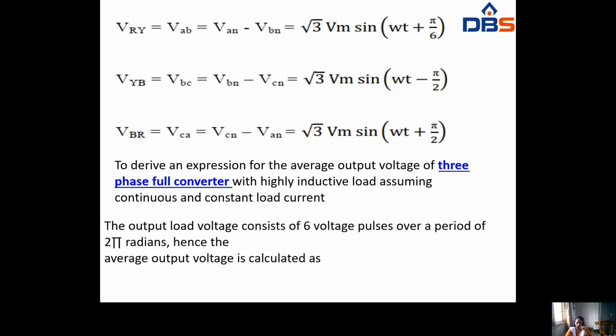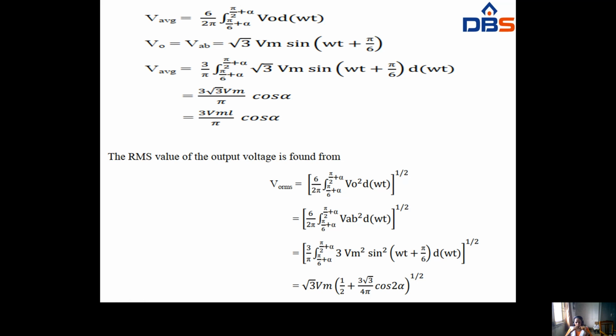Now to derive the expression of the average output voltage of the three-phase full-wave converter with highly inductive load, assuming continuous and constant load current, the output voltage consists of 6 voltage pulses over a period of 2 pi radians. Hence, the average output voltage is calculated. V average equals 6 by 2 pi times the integral from pi by 6 plus alpha to pi by 2 plus alpha of Vm, V naught, d omega t.